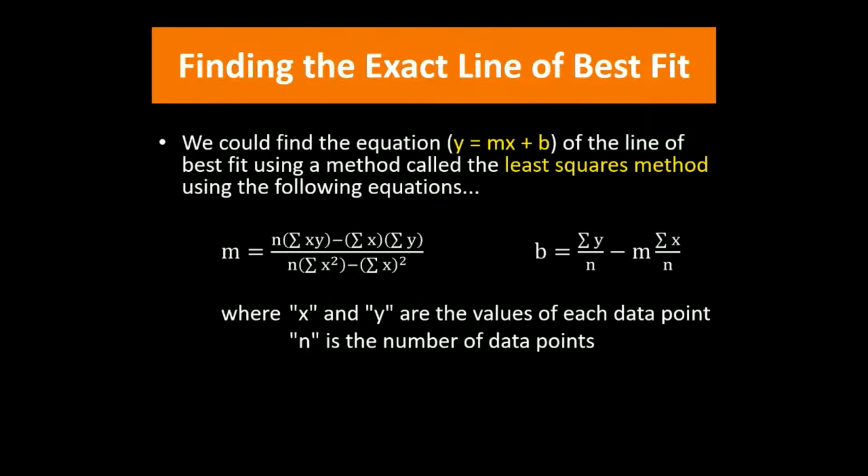Now, to be really clear on the bottom there, one of them says square then add, one of them says add then square. So BEDMAS says those are different things. And then if we want to find our value for b, our y-intercept, we add up all the y values, divide by the number of data points, subtract m, which we just calculated, multiplied by the sum of all x's divided by n.